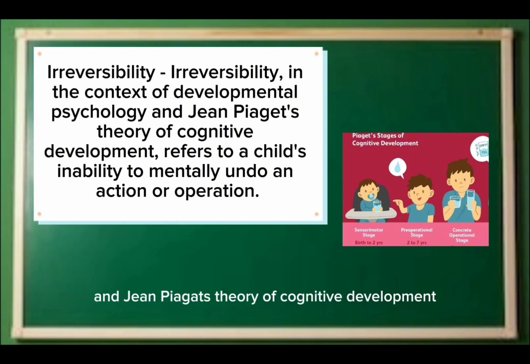theory of cognitive development. Irreversibility refers to a child's inability to mentally undo an action or operation. It means that a child at a certain stage of cognitive development cannot grasp the idea that certain transformations can be reversed to their original state.